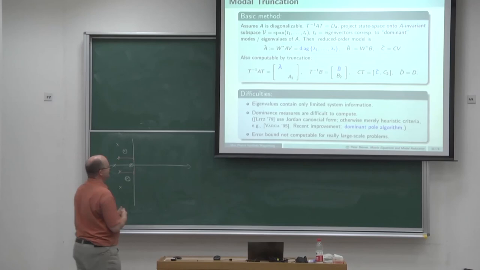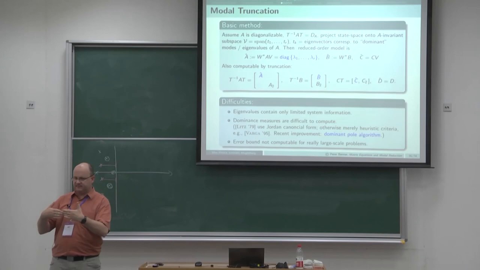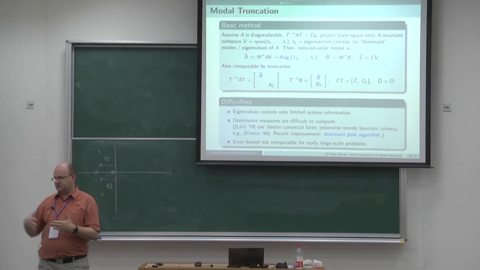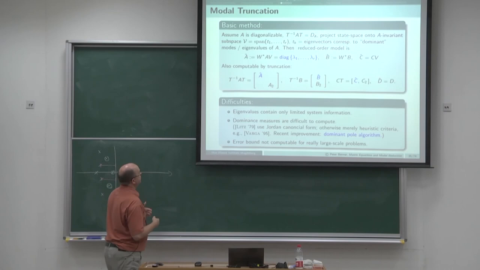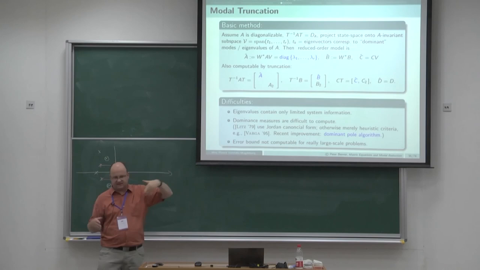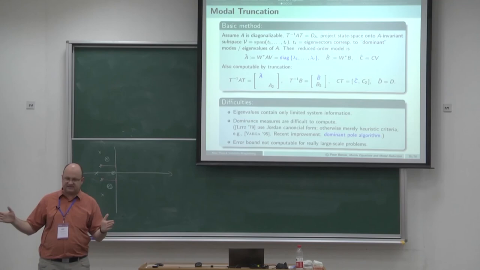So you usually only compute a limited number of eigenvalues, and then you apply your dominance measure. But maybe one of the eigenvalues you have not computed is important. So that's a difficulty. And then, as I said, you only have limited information. You don't get the information of B and C. Tomorrow morning we will see how we can get some information about B and C into the dominance measure.